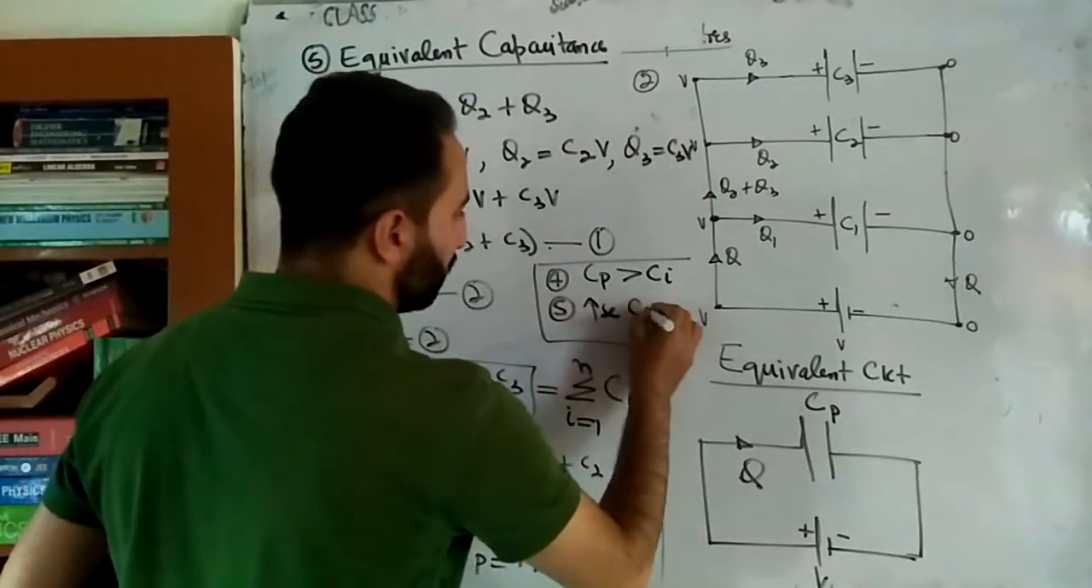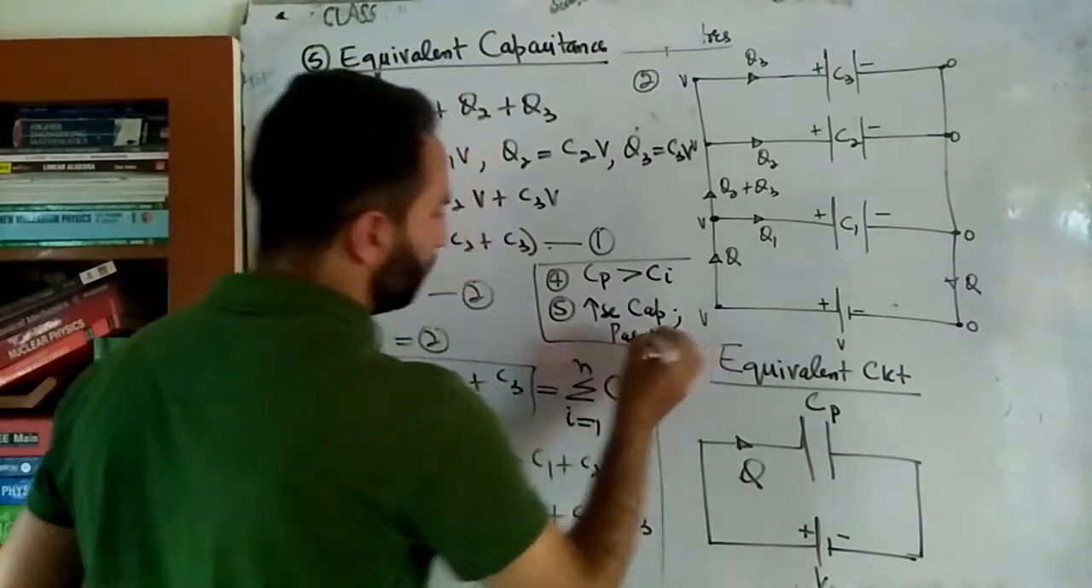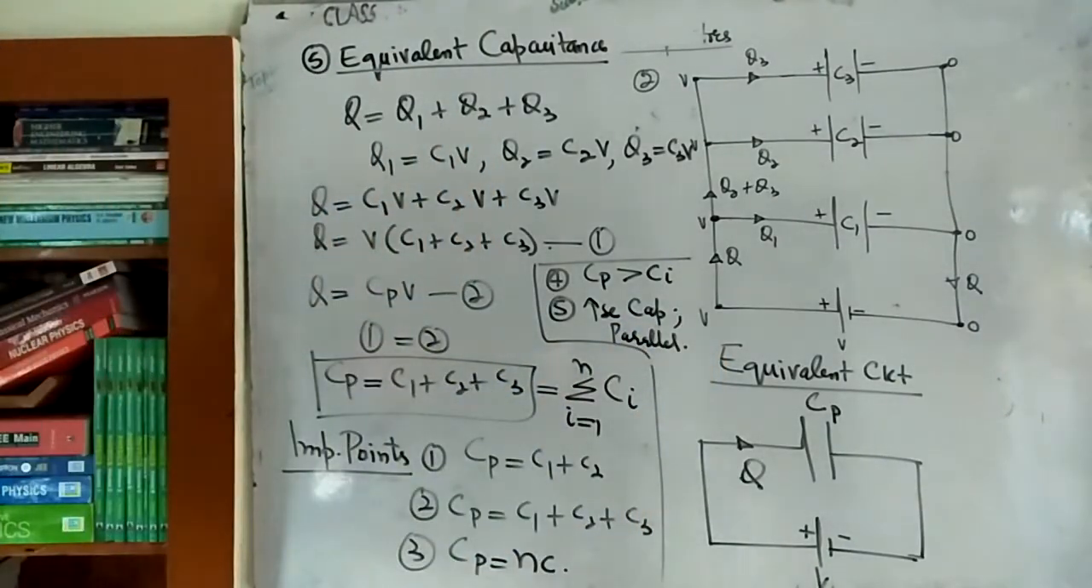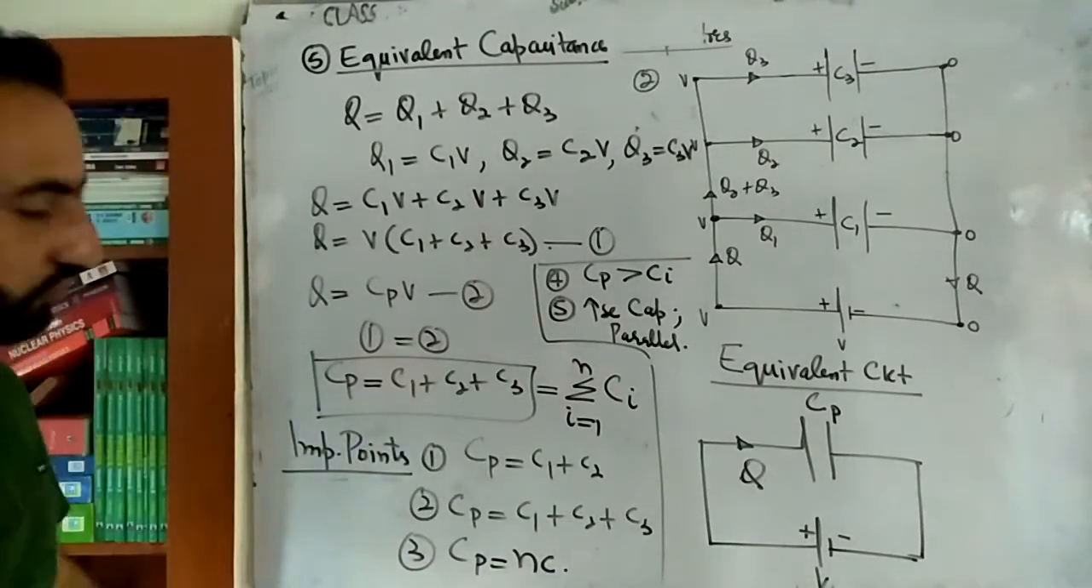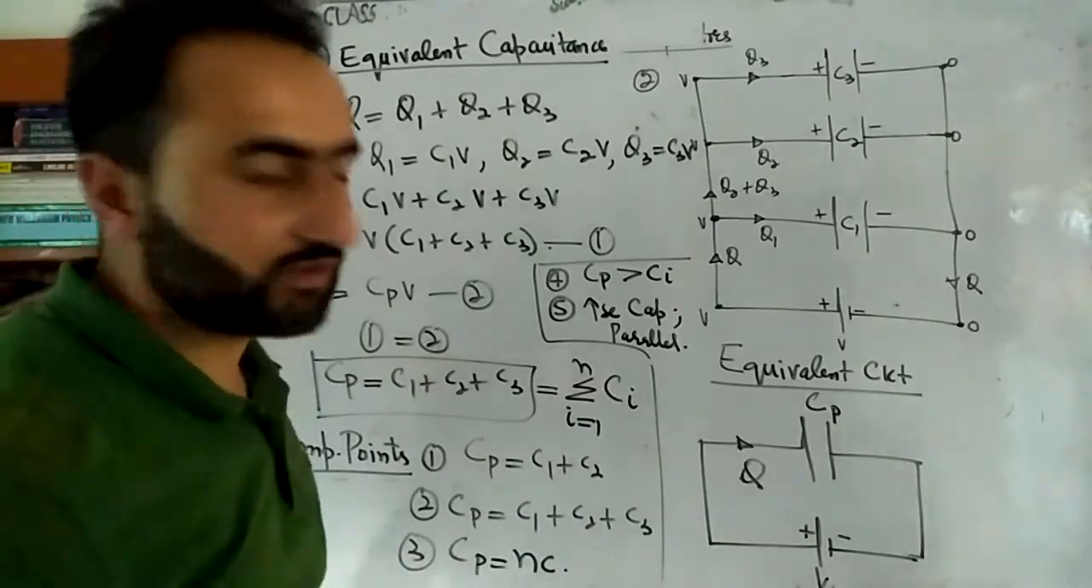Increase capacitance, connect in parallel. Write this yourself, the same way you wrote it for series. Important points. Simply Cp is equal to C1 plus C2. If 3 are there, C1 plus C2 plus C3. If 4 are there, C1 plus C2 plus C3 plus C4.